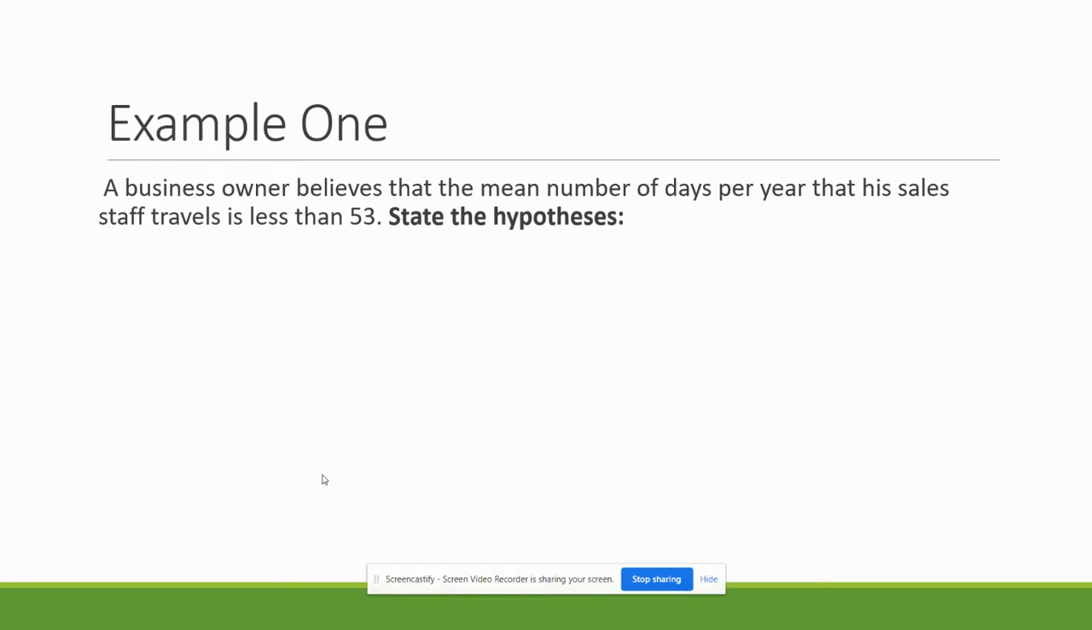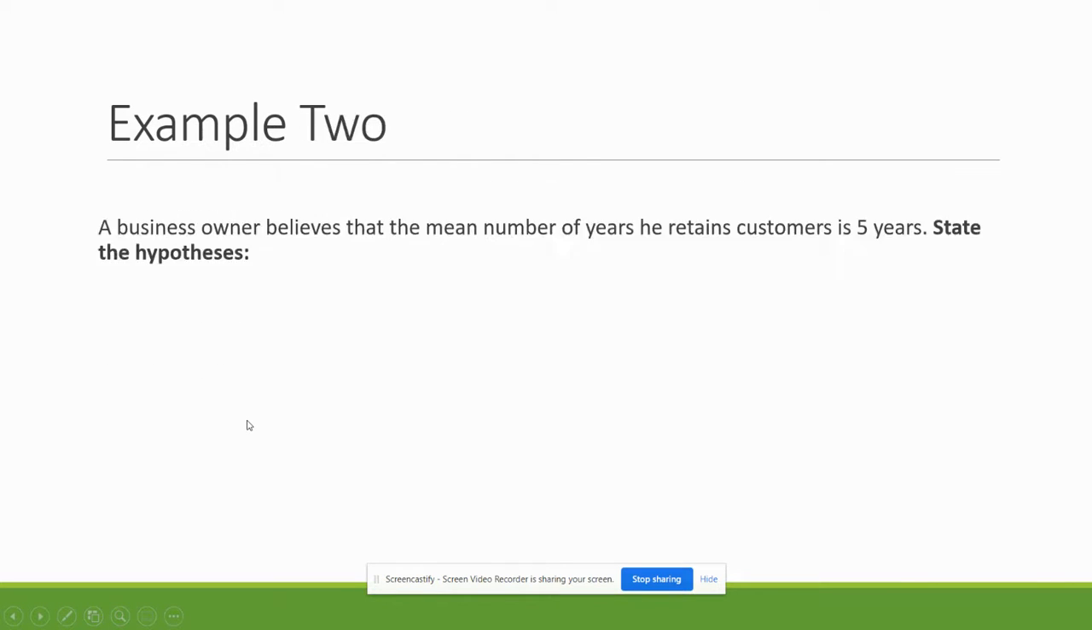So let's do this one together. A business owner believes that the mean number of days per year that his sales staff travels is less than 53. All right, that less than, it doesn't have anything of an equal sign in it. It doesn't do anything, but just have that less than symbol. Remember, less thans are in my alternative hypothesis. So I'm going to do my alternative hypothesis is the mean is less than 53. The null hypothesis would be the mean is greater than or equal to 53. So that's my answer. Again, here's my less than 53, and I do the mathematical opposite to do the null.